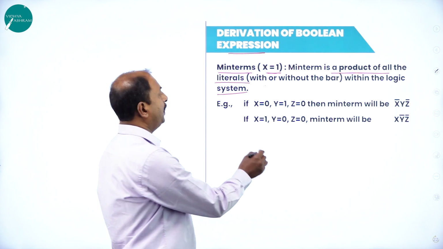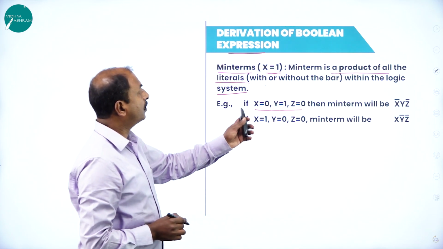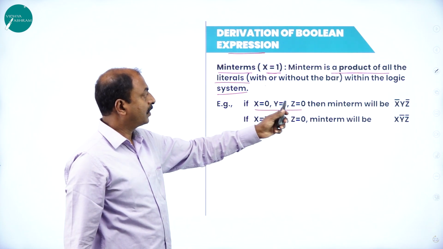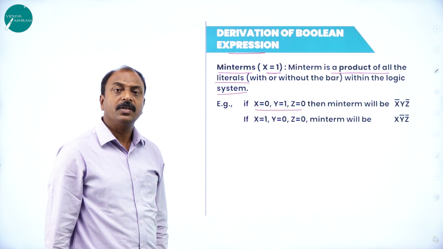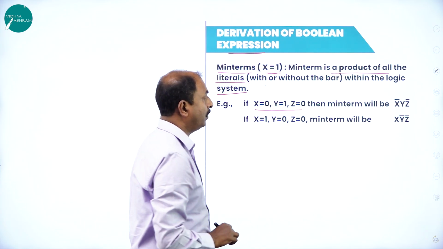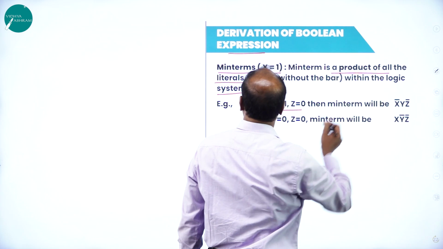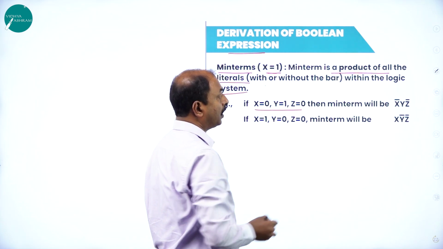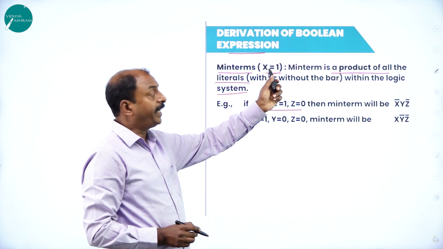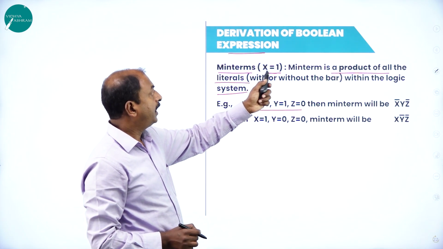So for example, if x equal to 0, y equal to 1 and z equal to 0. These x, y, z are called literals, or another name is variables. So here, what would be the Minterm expression for this? It is nothing but the product of all the literals, with or without bar. And as I told you, in a Minterm, a variable value of 1 means the non-barred literal has a value 1.